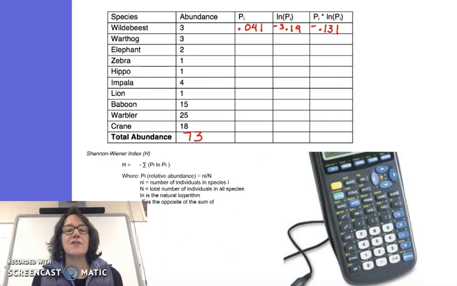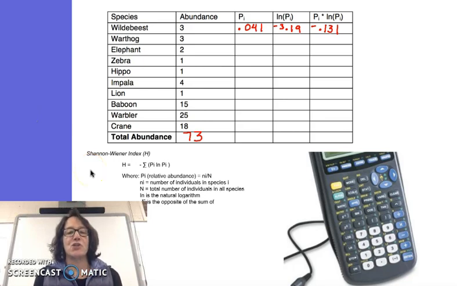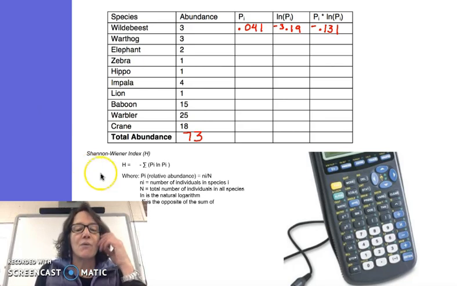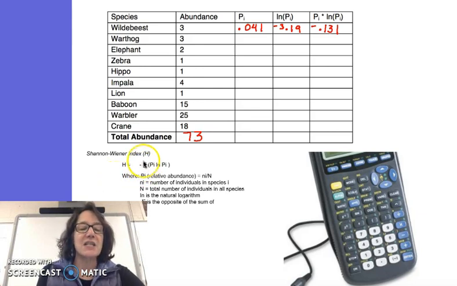The Shannon index is a little bit more complex. When you look at the formula initially, it looks a little bit complex. So let's break it down. It's actually quite simple. What I'm doing in the Shannon index is taking the opposite of the sum of this value that I calculate for each different species.